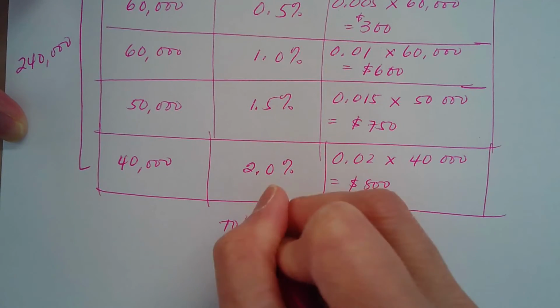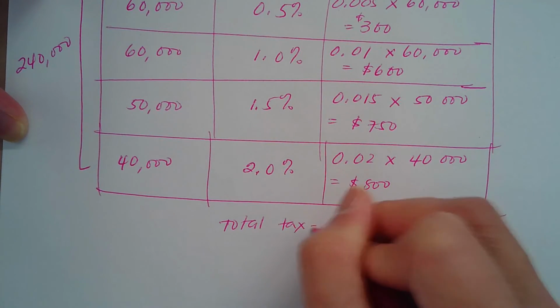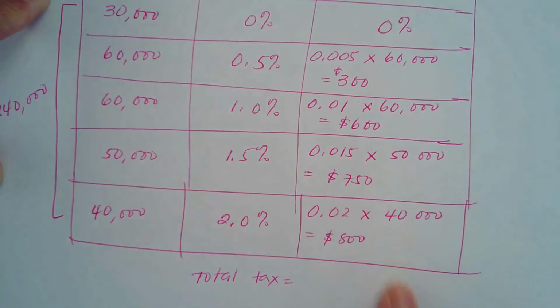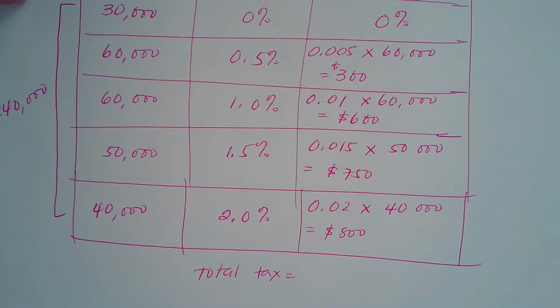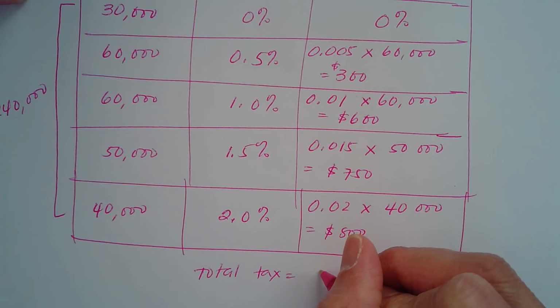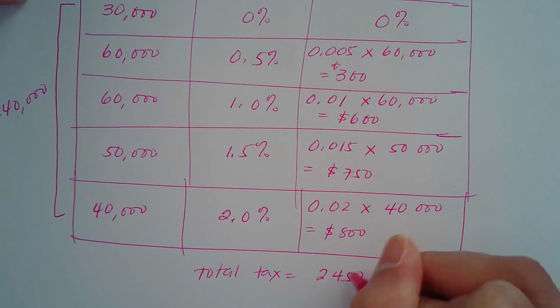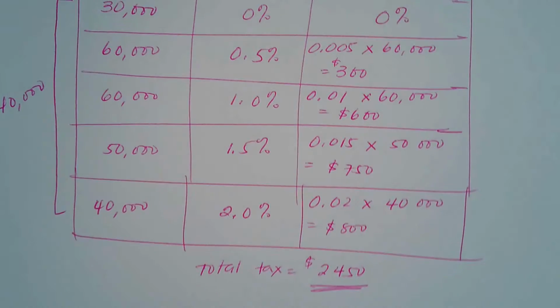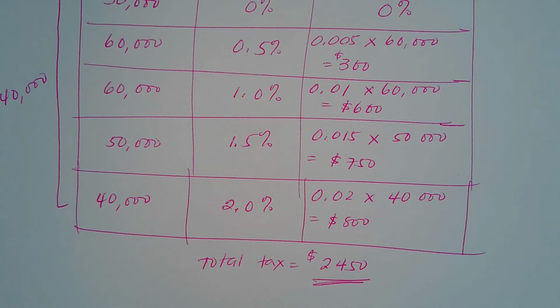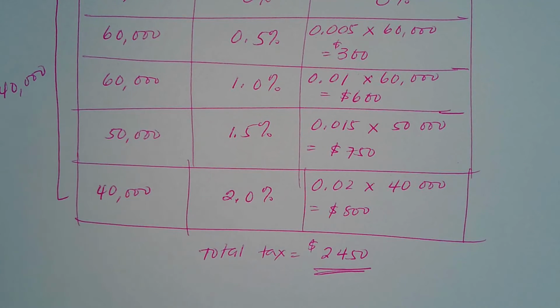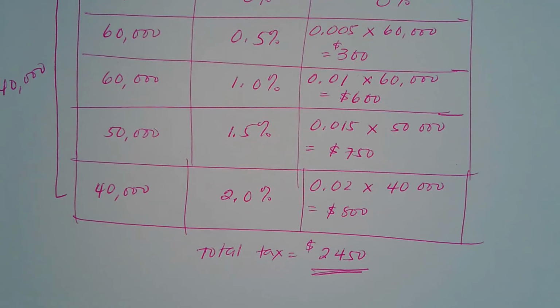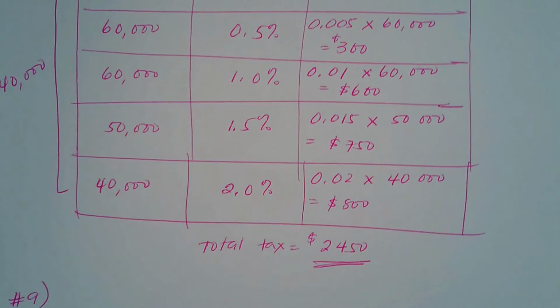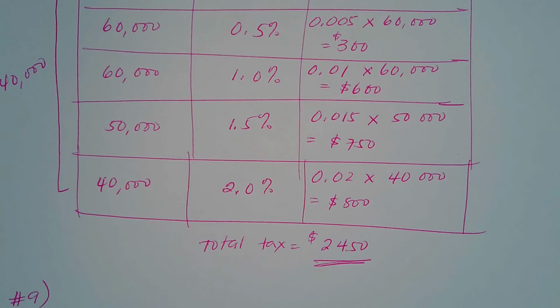So therefore, total taxes. We've got to add up all these. So 300 plus 600 plus 750, plus 800. That's 2,450. Yeah, that's it. Okay? Everyone's good with that one? Good. Any questions? Good?